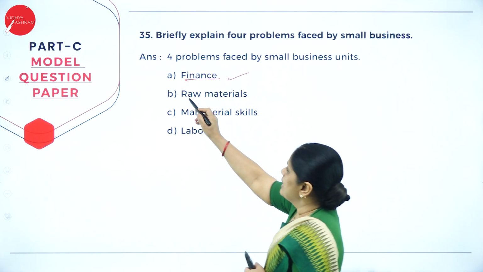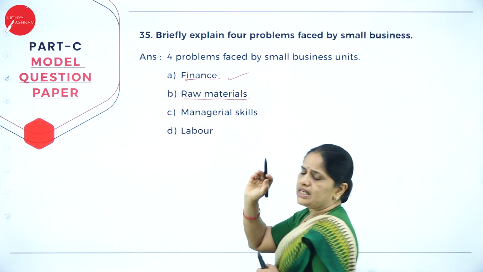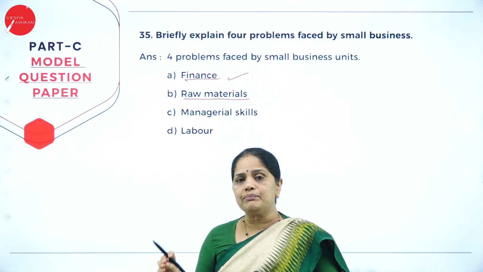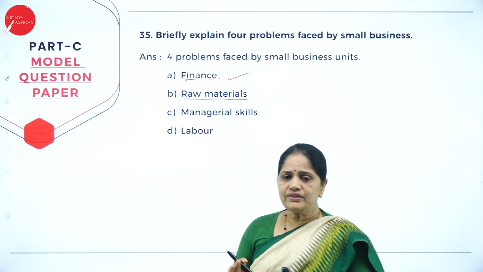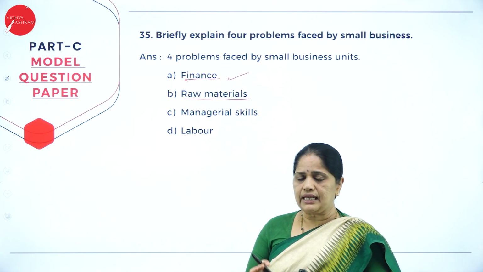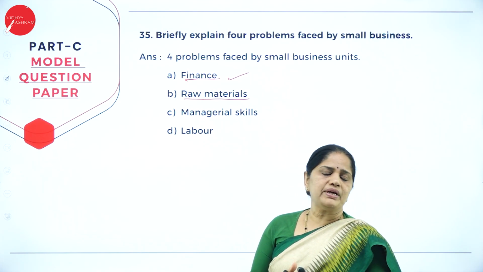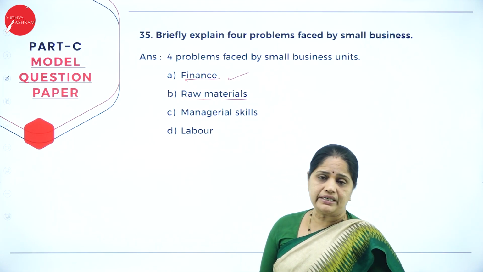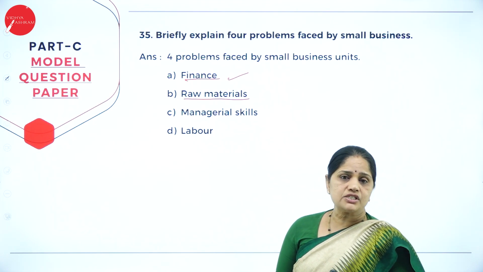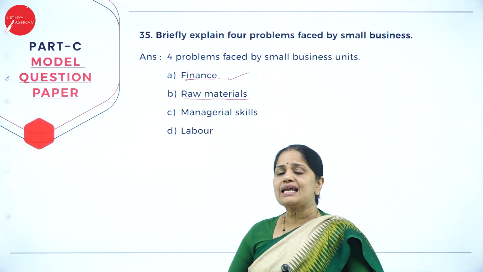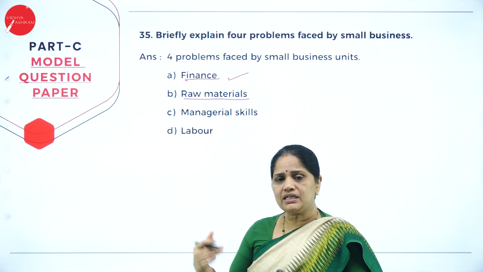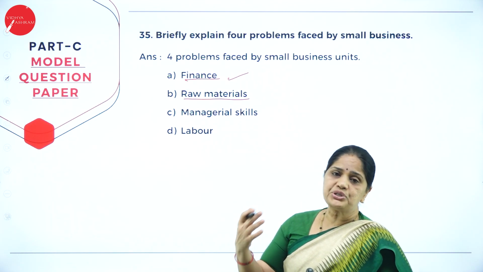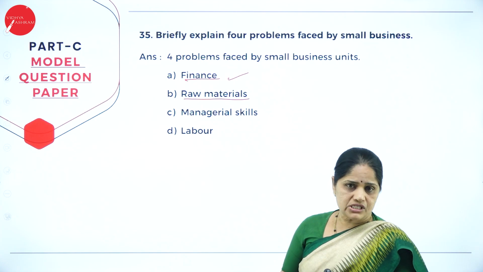Then second one is the raw materials. These small businesses depend on the raw materials which are available locally. If the raw materials are there in abundance, then there will not be a problem for the business. But if there is a sudden scarcity of the raw materials, then these businesses will suffer because they cannot go out and buy raw materials from other countries, or they will not have the capital to buy extra raw materials and stock it.